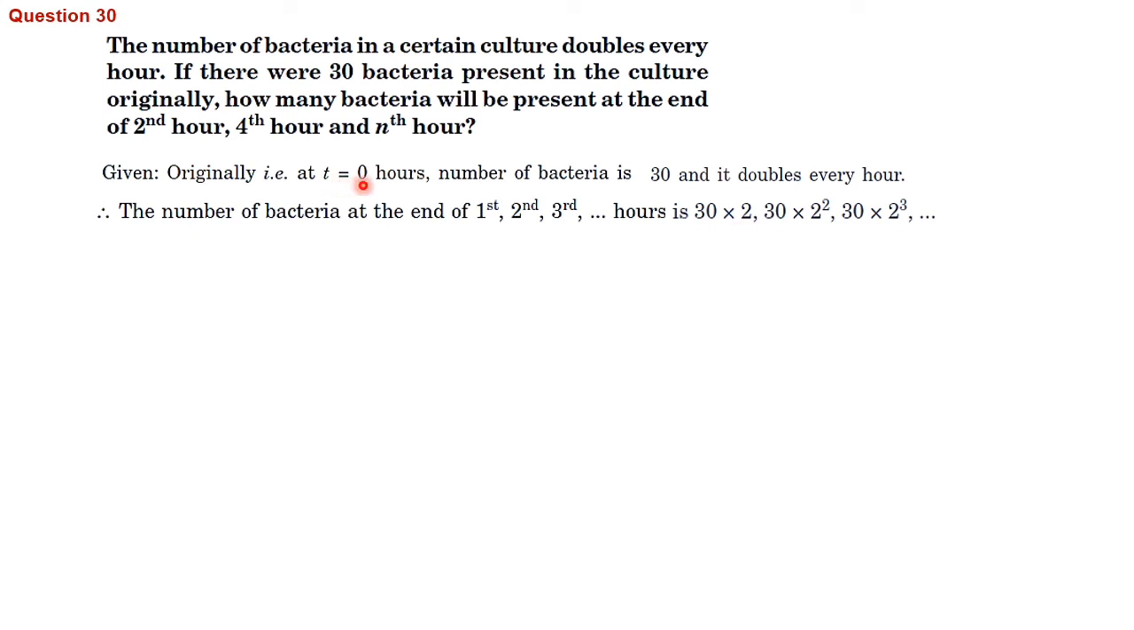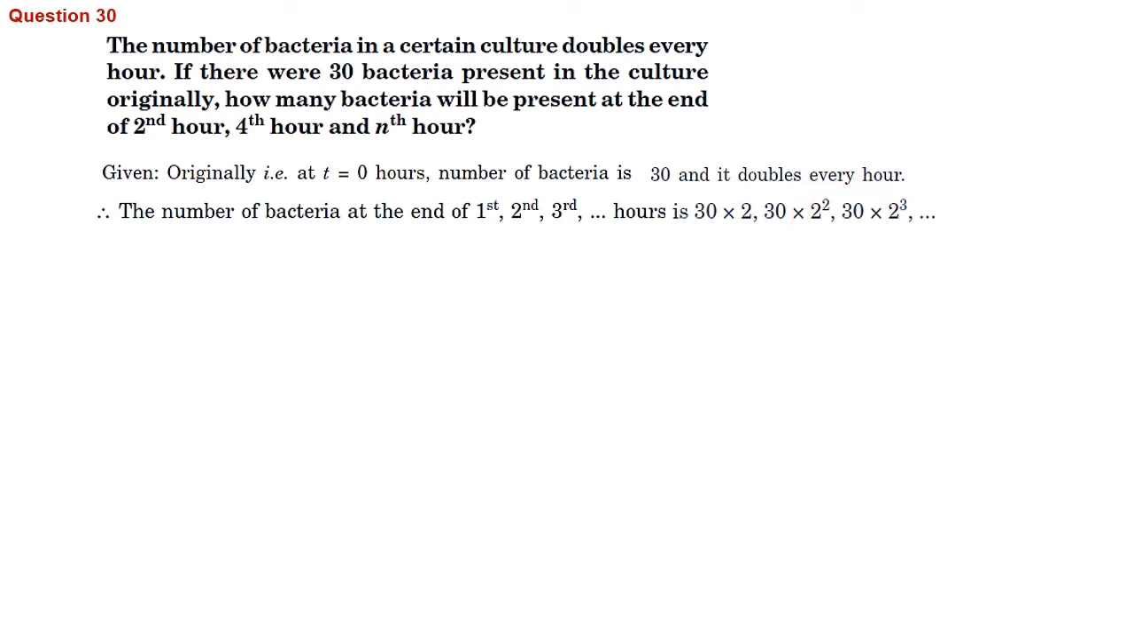At t is equal to 0, means 0 hour, the initial count was 30. And at the end of first hour, means after 1 hour, it doubles. Double means 30 into 2, it becomes 60. And again after 1 hour 60 becomes 120. And 120 becomes 240. So if you want, I will write and show you that.